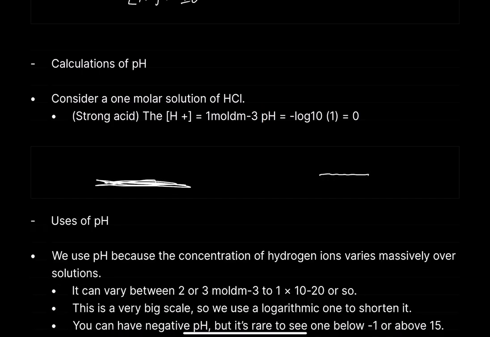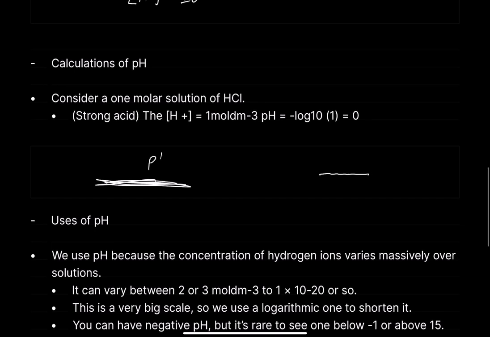So because it's a strong acid, we can also assume the concentration of H plus in solution is 1 mole per dm cubed. Now we put this into an equation, right? We know the equation to work out pH. So pH is equal to minus log base 10 of our H plus concentration. Therefore, we just substitute our values in. Now we know that we can work out the pH.